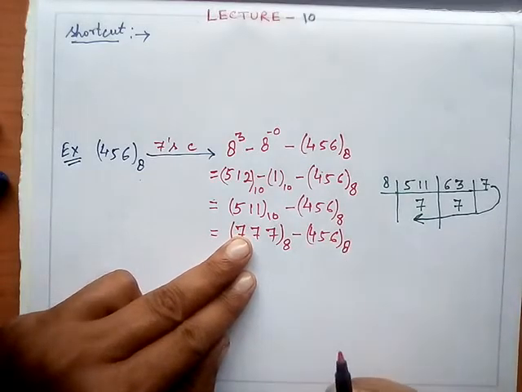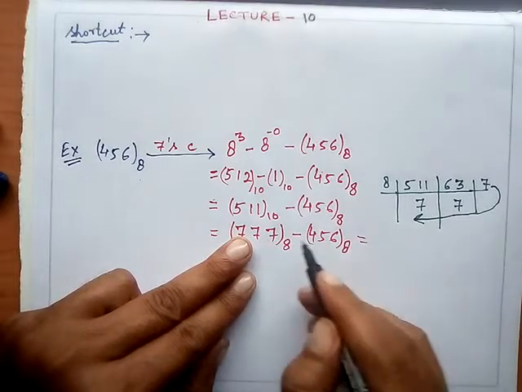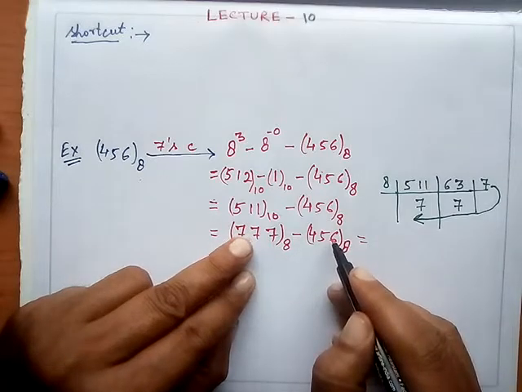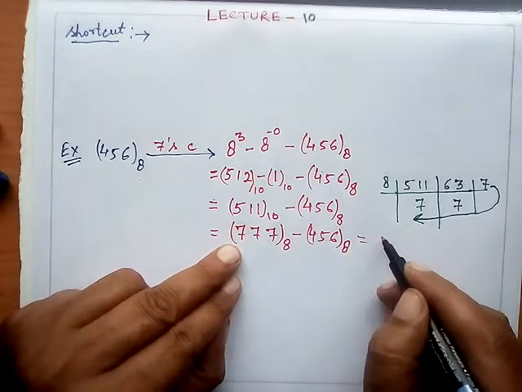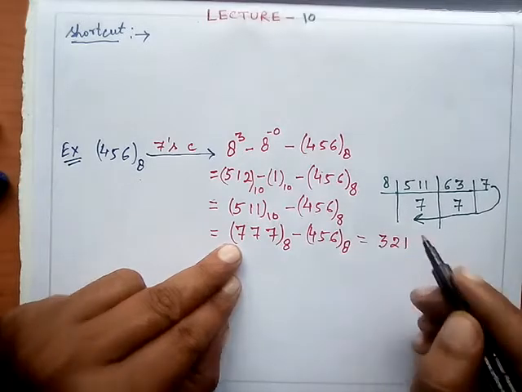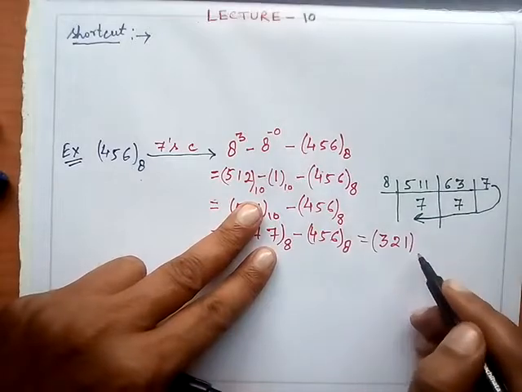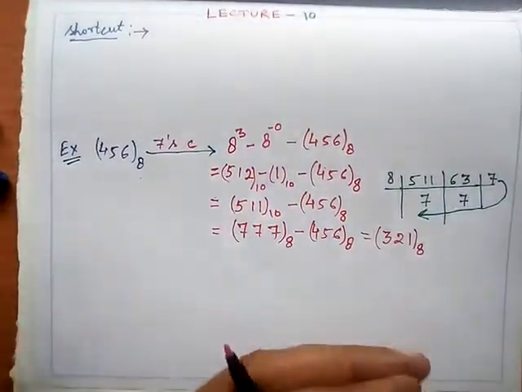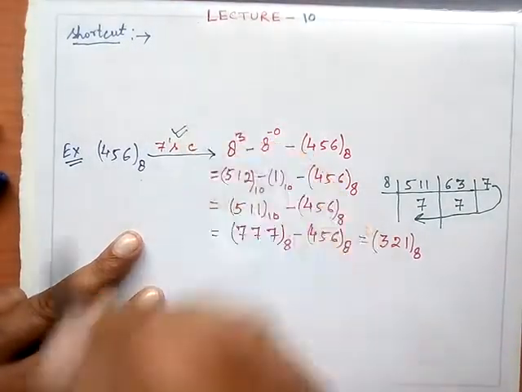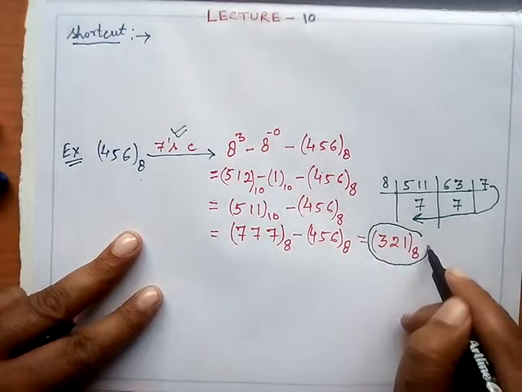I hope that this is clear to you. And now if I find the result of this, 7 minus 6 is 1, 7 minus 5 is 2 and 7 minus 4 is 3. So this results in 3, 2, 1. This is my final answer in base 8. It means that the 7's complement of this number is equal to this much. This is my answer.